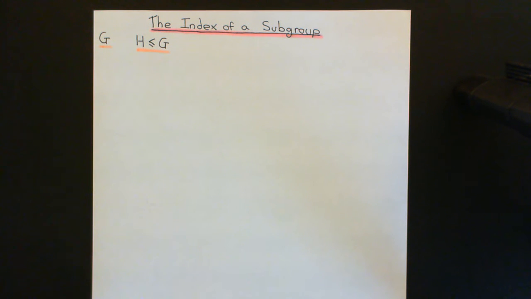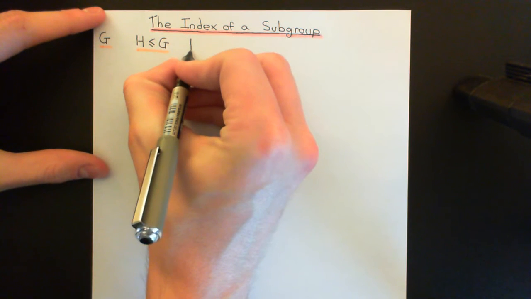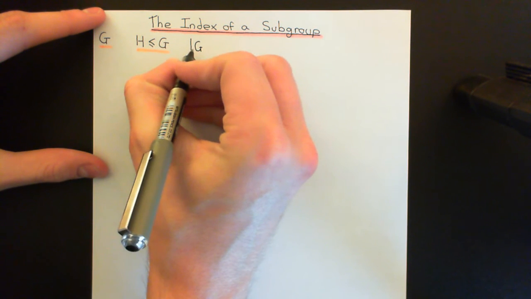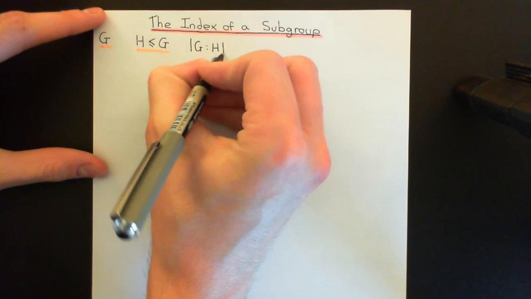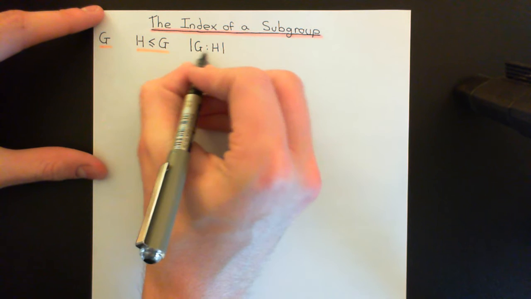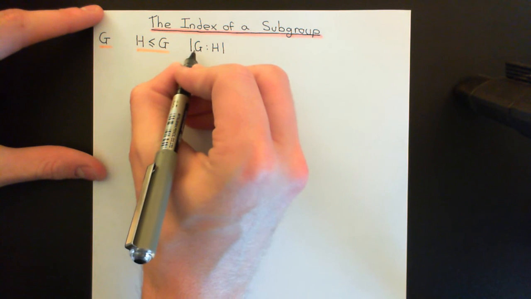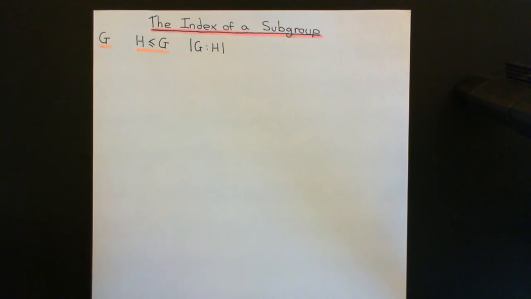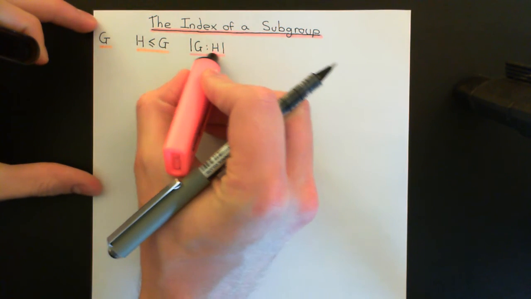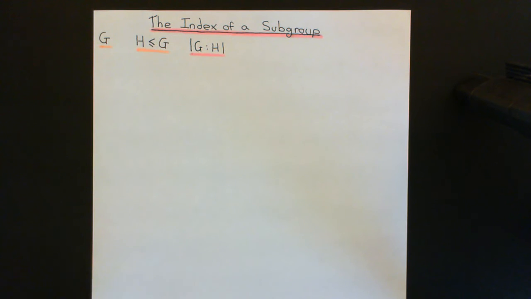Now what we're going to define is the index of this subgroup capital H in the group capital G, and for short this is written with modulus symbols around the outside, and then inside you put G colon H, like so, and then you complete the modulus symbol. So this should be read the index of H in G. Whenever you see this symbol, you should read the index of the subgroup H in the group capital G. Okay, so what is this? That's the notation for it, but what actually is it? Well, it's the number of left cosets of the subgroup capital H in the group capital G.